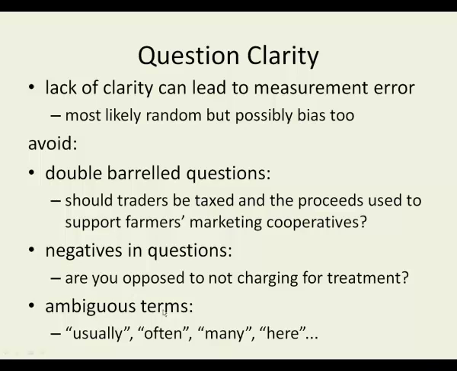Careful of ambiguity, especially things like usually, often, many, here. If you say to somebody, do you often sell this kind of crop here? Then how often, what does often mean? Does here mean in this village or in this country? And how many times is often? So avoid this kind of term.